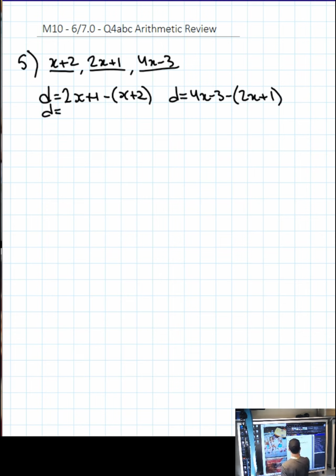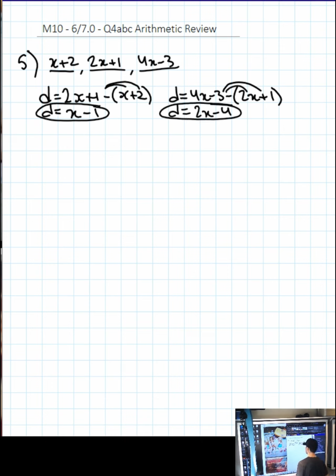So d equals, if I distribute the negative, 2x minus x is x, and 1 minus 2 is negative 1. Therefore, we have a d value of x minus 1. Okay, d equals, distribute the negative, we're going to get 4x minus 2x. 4x minus 2x is 2x, and negative 3 minus 1 is minus 4. So we got a d value. We know our d value has to be the same, so we can set them equal to each other and solve.